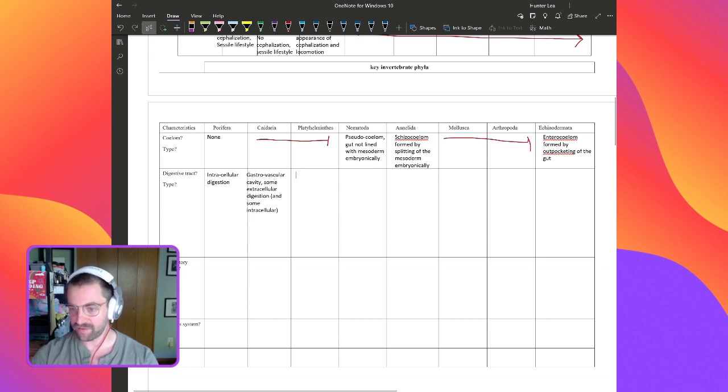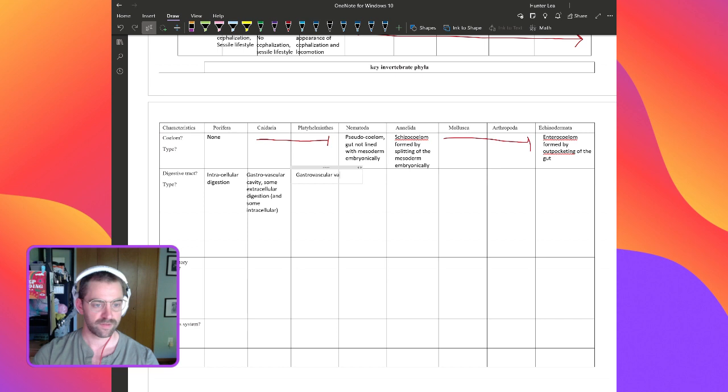Platyhelminths, we have that gastrovascular cavity that's more highly branched. So more branches, more increased surface area for digestion to occur across cell membranes, is my assumption.